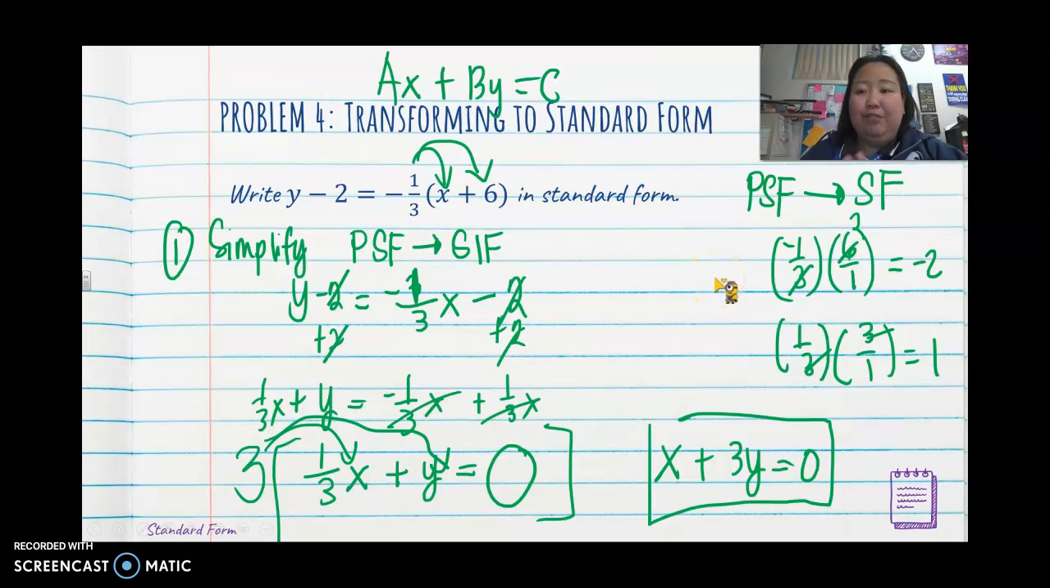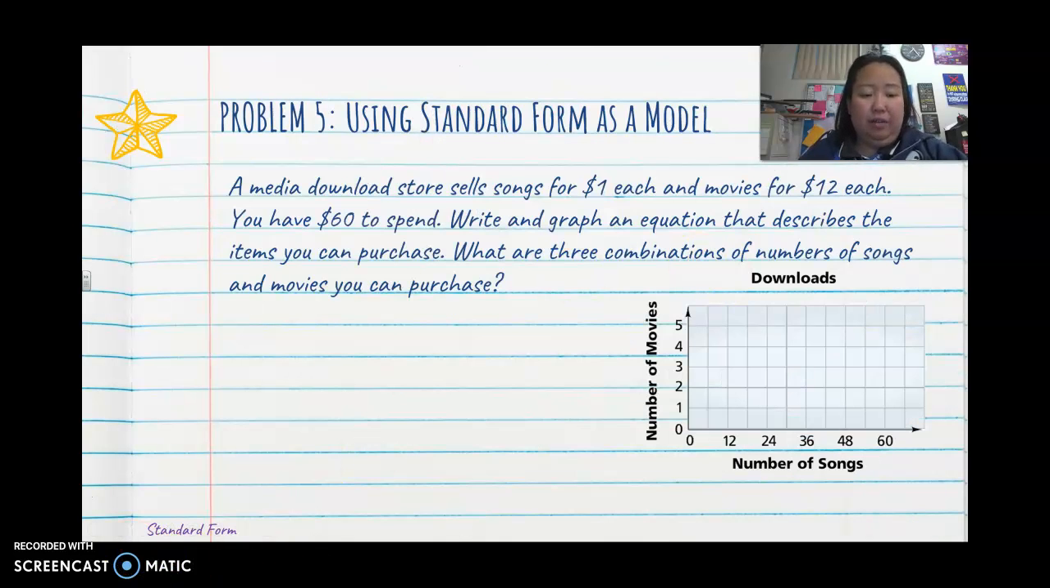So let's have an application of this. All right. So as you can see from this problem, a download store sells songs for $1 each, and then movies for $12 each. And you are allowed to spend 60, okay? So what we need is to write an equation, and if we can graph that equation so that we can describe the purchase, okay?